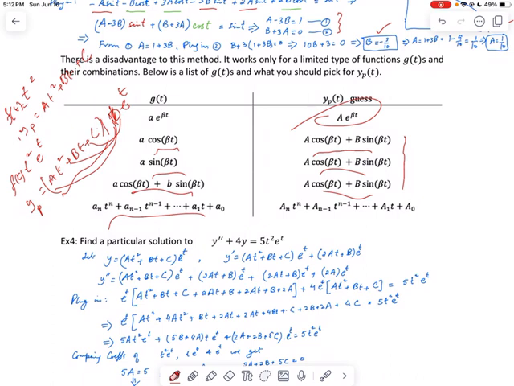Next example. So we have, find a particular solution to y double prime plus 4y equal to 5t squared e to the t. So as I just mentioned, we will take y to be a t squared plus bt plus c times e to the t. First derivative, second derivative, you have to be careful now. The derivative involves product rule.